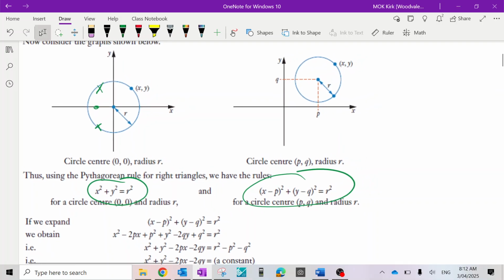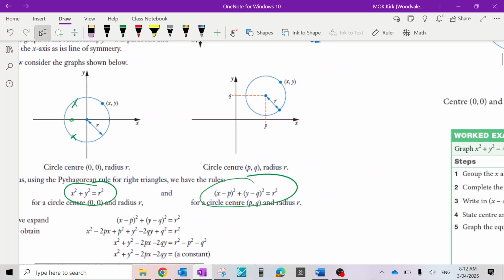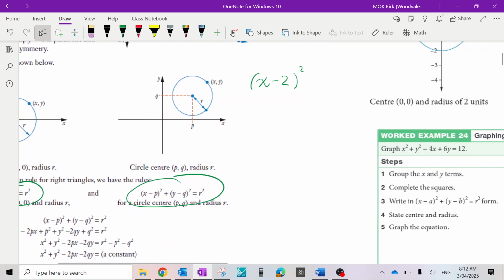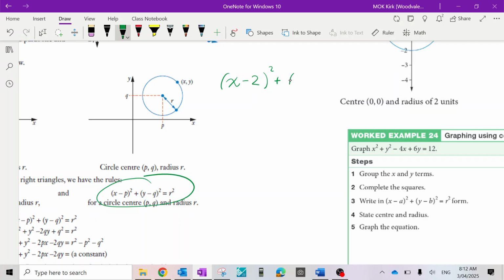I'll just shorten this over to the side here. If, for example, I give you a value like this: x take 2 squared plus y plus 2 squared is equal to, let's say, 5 squared.